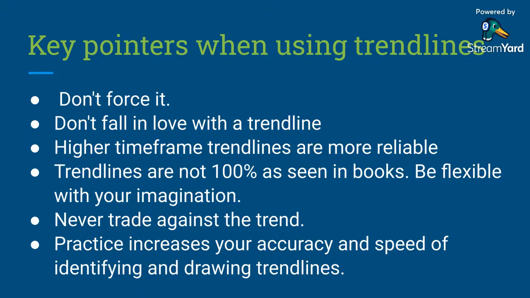Okay. Then they say trend lines are not 100% as seen in books. Be flexible with your imagination. Like I told you guys, don't worry, I'm going to show you a practical illustration when we go on the group chat. When I say trend line, it will bounce from the trend, but it does not bounce every time. This is the disadvantage of using trend lines. You do not always get a perfect example, and that's why I want to teach you guys how to identify the trend using the SMC concept, because the SMC concept will give you a better explanation of the market trend.